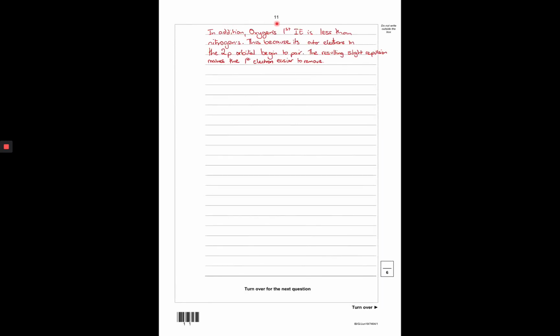So recognizing that is an important statement. And then because its outer electrons in the 2p orbital begin to pair, or there is the first pairing of electrons in a 2p orbital. And by saying it's the first pairing, I think it is clear that nitrogen doesn't have that pairing. So that results in a slight repulsion, which makes that first electron easier to remove. And so essentially it was 2 marks for each. There were essentially 3 paragraphs in my answer there, and each paragraph made up 2 of the marks.